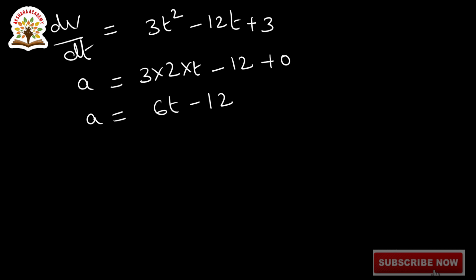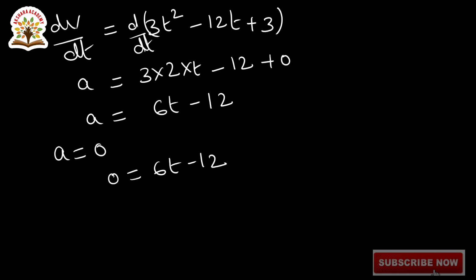Here we are differentiating this complete 3t square. Okay. Now a is equal to 6t minus 12. In this question they have given a is equal to 0. So substitute 0 is equal to 6t minus 12. Here we are substituting 0 in place of a. So we get 6t minus 12 is equal to 0.